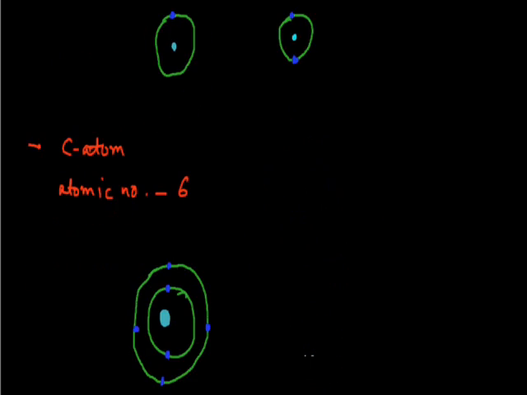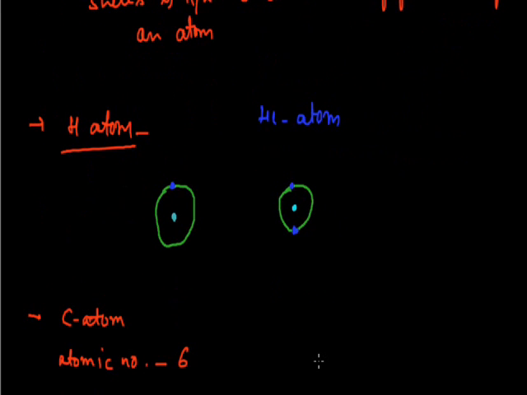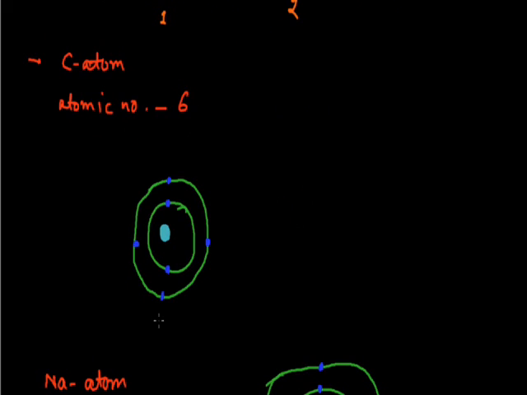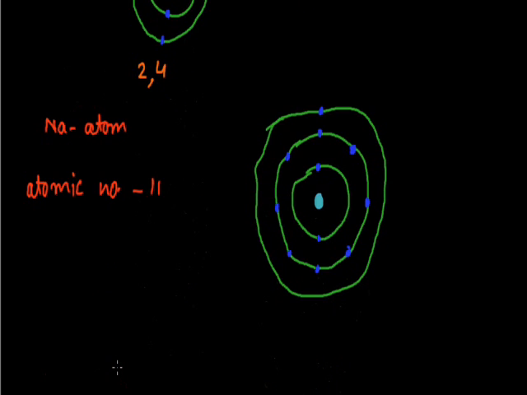So now we can set up an electronic configuration for each atom. For the hydrogen atom there is only 1 electron, so the configuration is 1. For the helium atom there are 2 electrons in the same shell, so the configuration is 2. For the carbon atom there are 2 and 4: 2 electrons in the K shell and 4 electrons in the L shell. And for the sodium atom there are 2 electrons in the K shell, 8 electrons in the L shell and the remaining 1 electron in the M shell. So the configuration of sodium is 2, 8 and 1.